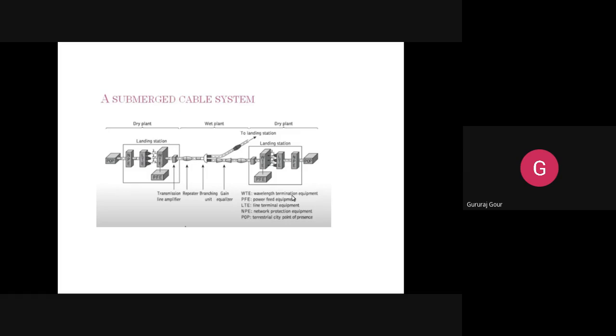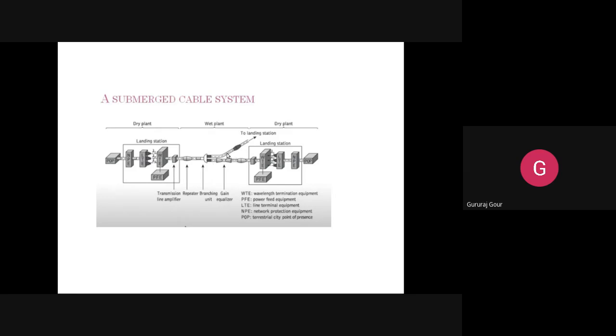That is WTE, wavelength terminal equipment, where different wavelengths will be grouped together and will be transmitted over a single or a bunch of optical fibers. So the same thing will exist on the plant of the receiver side, and these two correspond to two different continents or two different nations which are separated by the wet plant or the ocean.